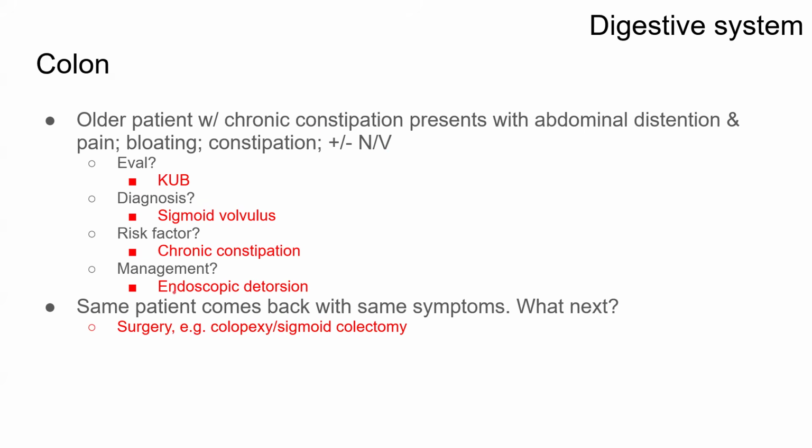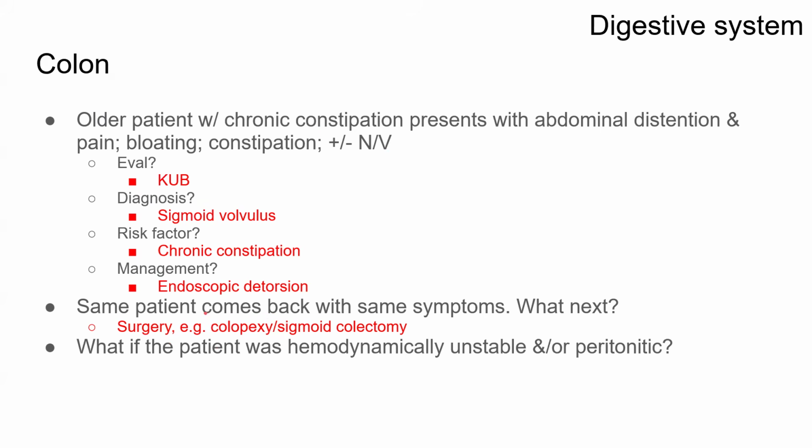Since you've already done the endoscopic detorsion and it keeps coming back, you want to consider a colopexy or a sigmoid colectomy to prevent it from happening again in the future. Anytime you see pexy, it means attachment, like sticking it somewhere. So you can attach it to the right lower quadrant or left lower quadrant and prevent it from acting up again, or you can just take it out.